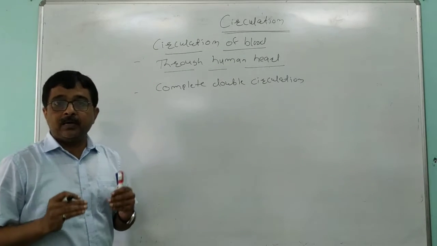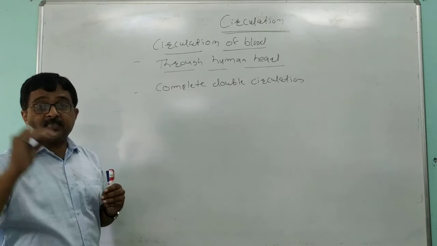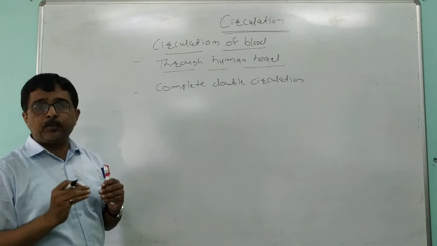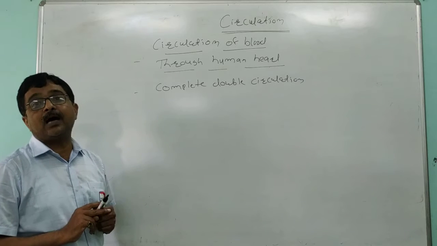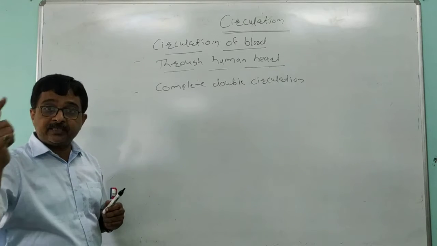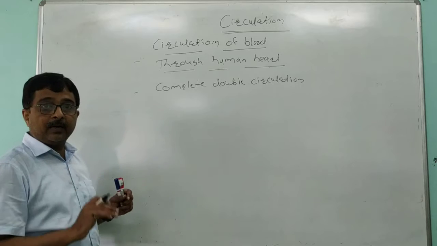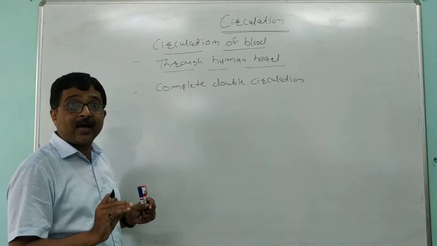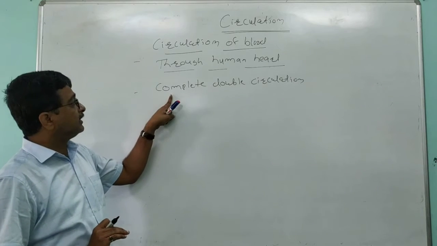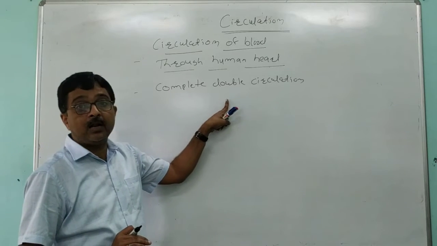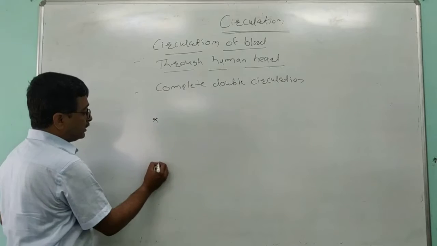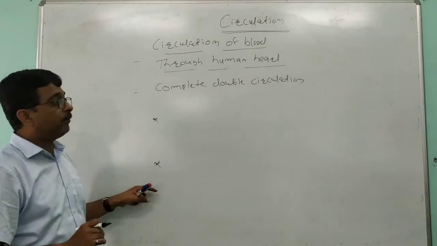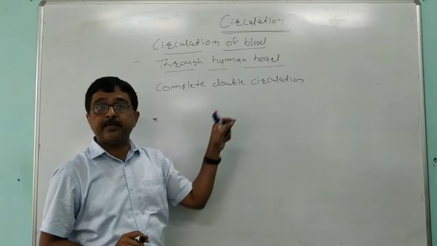heart, when the blood reaches any organ, any tissue, it passes twice through the heart. So before reaching any organ, the blood passes through the heart 2 times. Therefore, we are saying it is a complete double circulation. And there are 2 different parts of this double circulation in human beings.